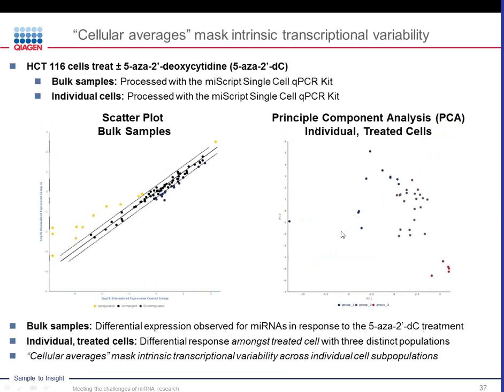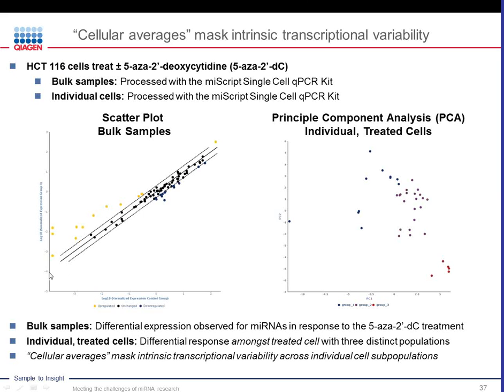Now, the last piece of data I want to show you involves our single-cell kit. The single-cell kit's whole goal is to decipher the intrinsic transcriptional variability that is observed amongst individual cells. And often this is lost when you look at bulk analyses. This is the whole crux of performing single-cell analyses, that you can remove the cellular averages that often mask your transcriptional variability. So for this, we turned again to HCT cells that were treated with 5-aza-2-deoxycytidine.